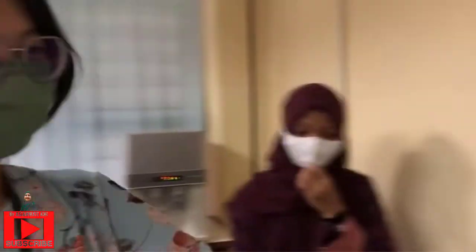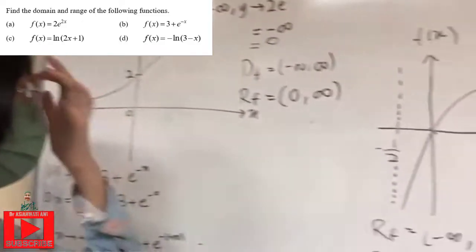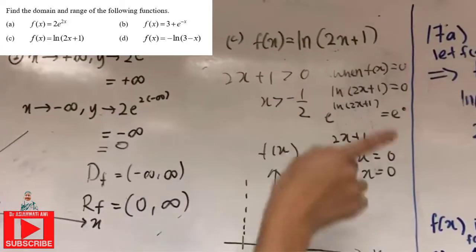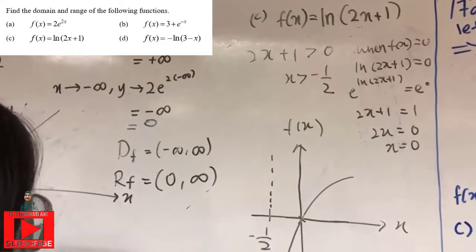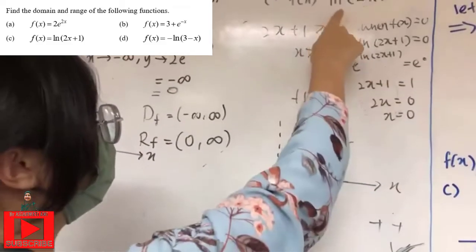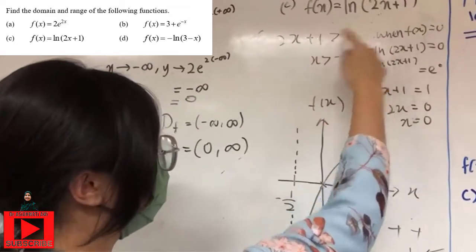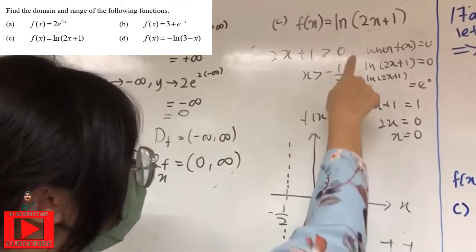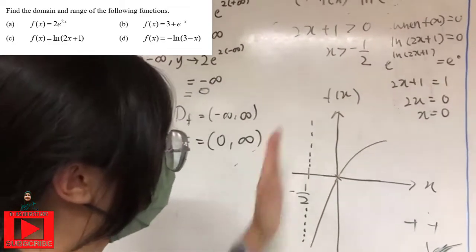Okay. So I will explain C and D. So for C, the graph is a log graph. So we all know the log graph is positive, it will just look like this one. And log also, the inside cannot be 0, so it must be larger than 0, and you will get negative half. This negative half is the asymptote, so we cannot touch the asymptote line.